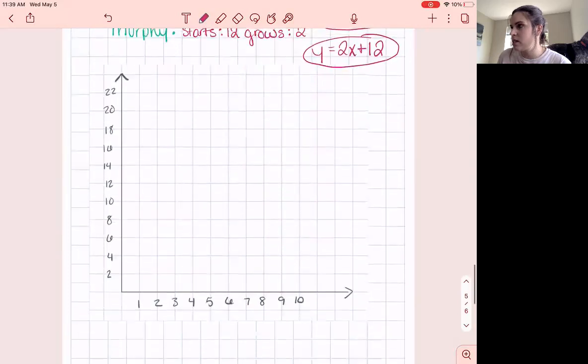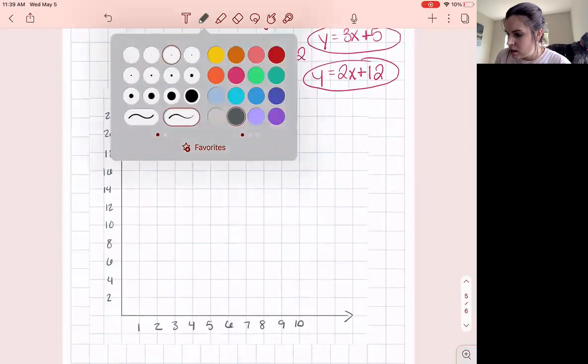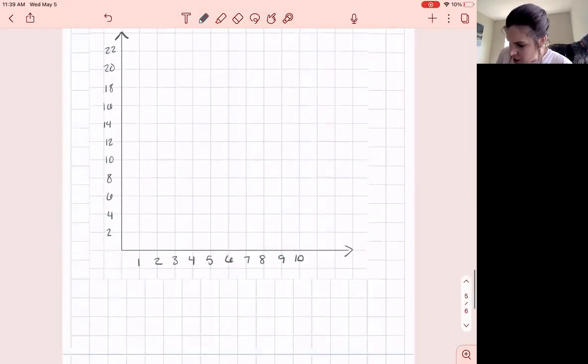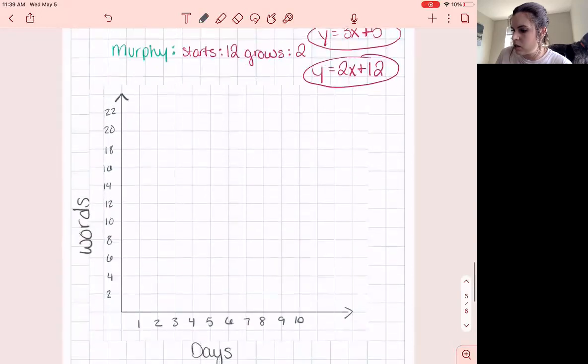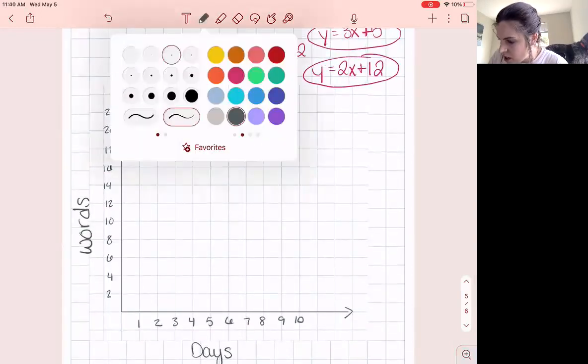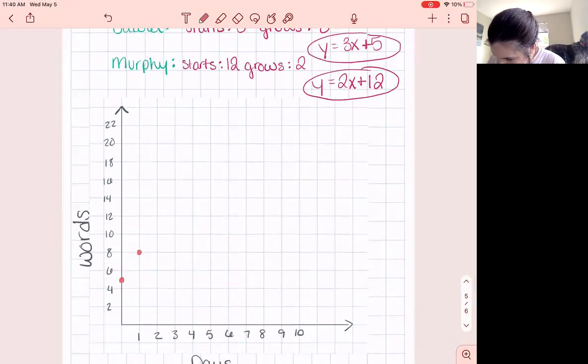So I use the same graph setup as I did before. We should again give them a label. This time it's days and words. And we'll start graphing in either different colors. So I'll graph Dakota's first. She starts at 5. So my first dot should go right about there. Then she's going to grow by 3. So the next one would be at 8.